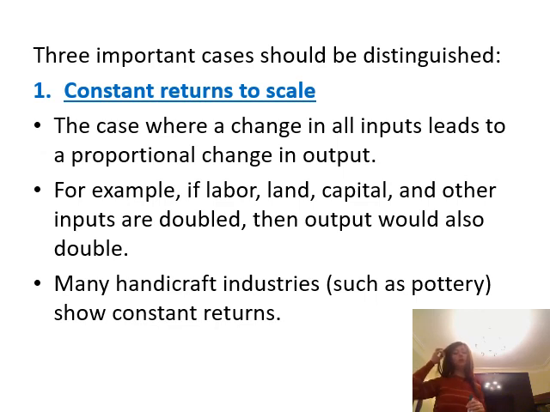This case usually occurs in handcraft industries like, for example, pottery. When you have one worker making some handcraft, if you double the amount of workers and the amount of capital or materials required, you will tend to have double the amount of the handcraft output that is made. So it is usually available in simple industries like handcraft industries, and other simple industries.